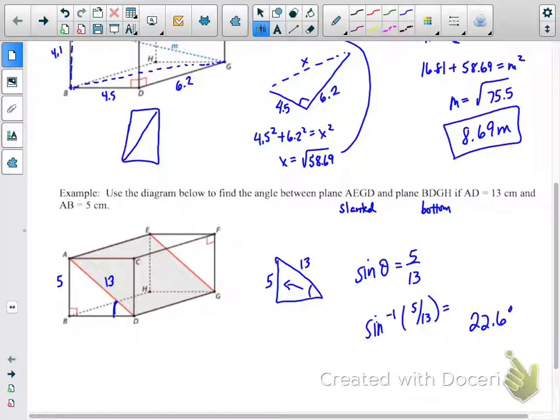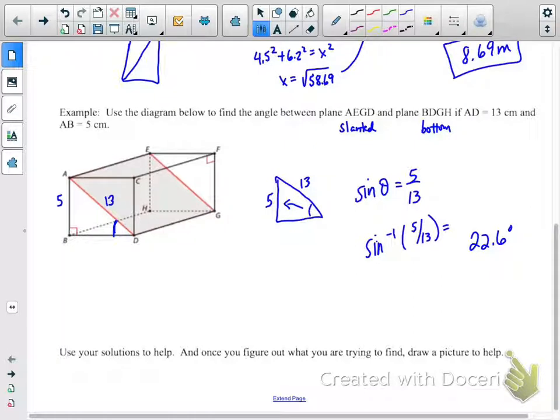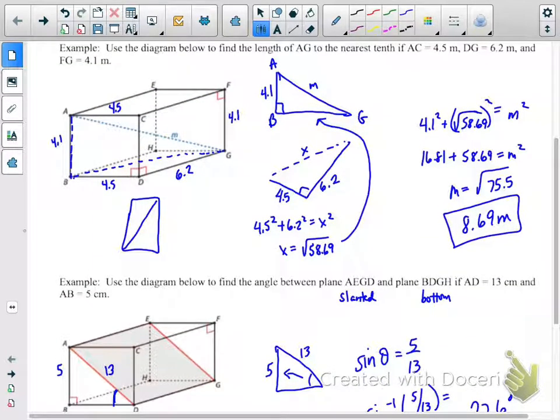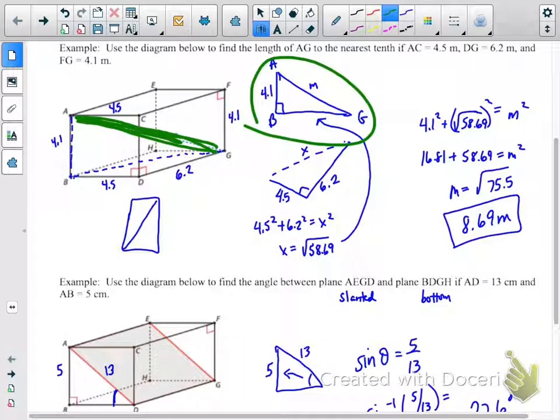Okay. Now, just a little note down here at the bottom, use the solutions to help. Your book has pretty good solutions. A lot of these, they have drawn extra pictures to help. And then once you figure out what you're trying to find, draw that picture. So once you know, for example, up here, that you're trying to find this diagonal, go ahead and redraw a picture, because that diagonal is probably not going to be drawn in your picture. They might just say find AG, and then you have to visualize that that's that diagonal.